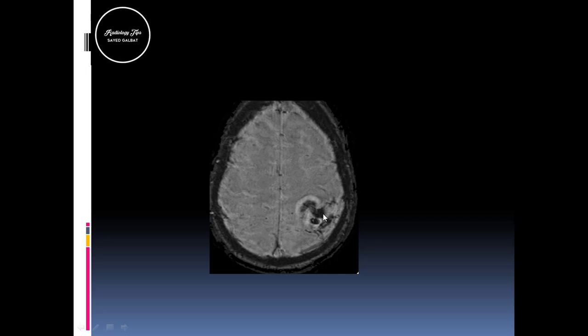So again, look to this image. You can see a linear area of blooming artifact, which is diagnostic of cortical vein thrombosis. Sometimes it's very tricky to diagnose such patients in CT and MRI.